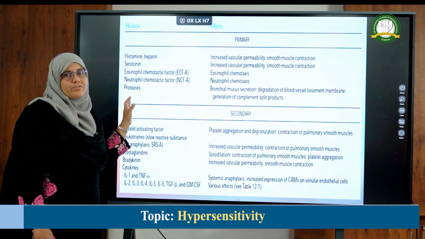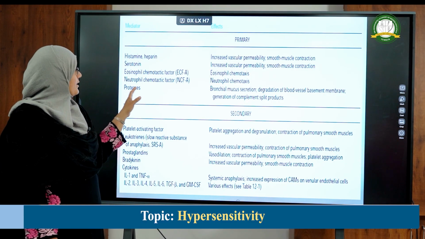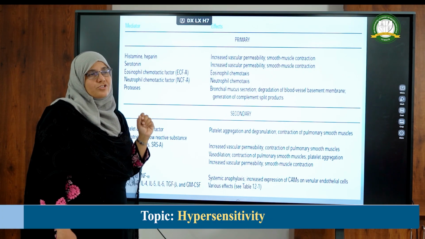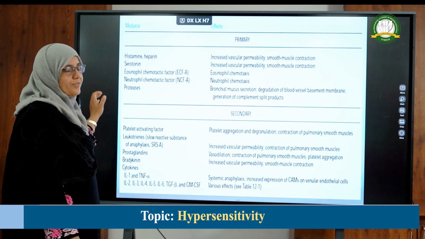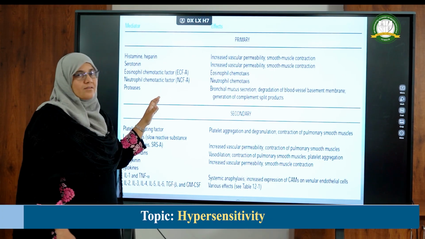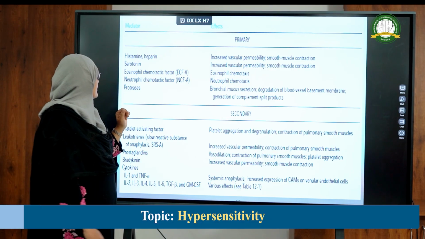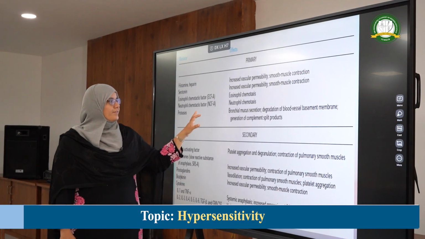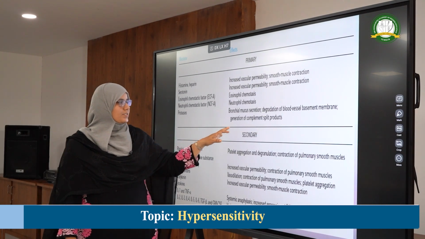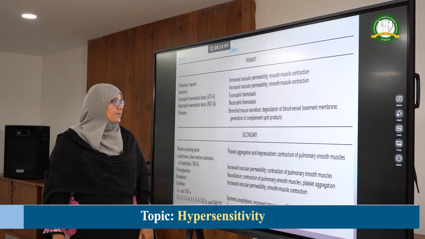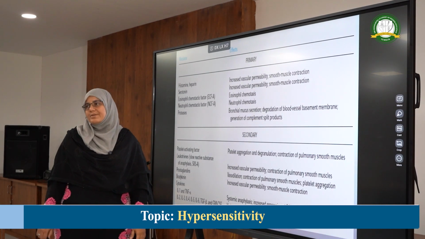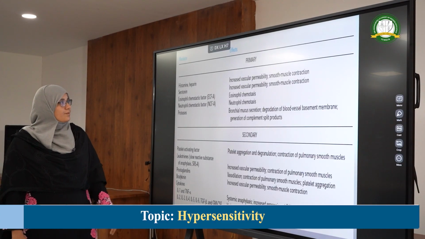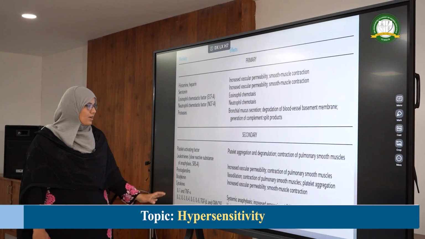We have eosinophilic chemotactic factor, ECF, which causes eosinophil chemotaxis. Then we have neutrophil chemotactic factor, which causes neutrophil chemotaxis. We have proteases released, especially in the case of asthma, where there is bronchial mucus secretion, degradation of blood vessel basement membrane and generation of complement split products. Now, some examples of secondary mediators and how they act.